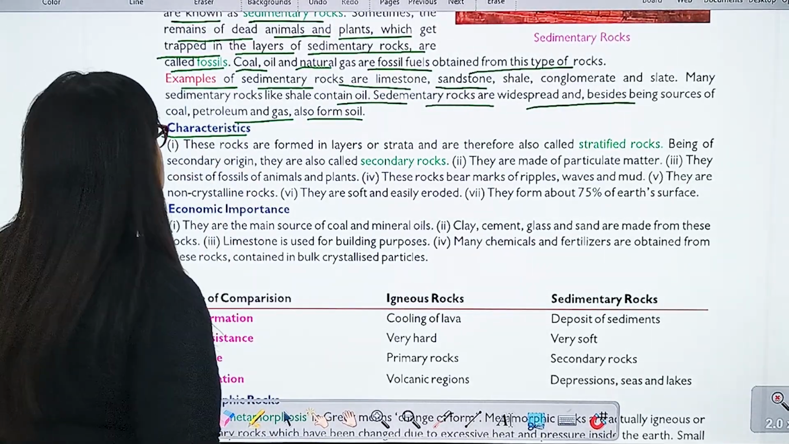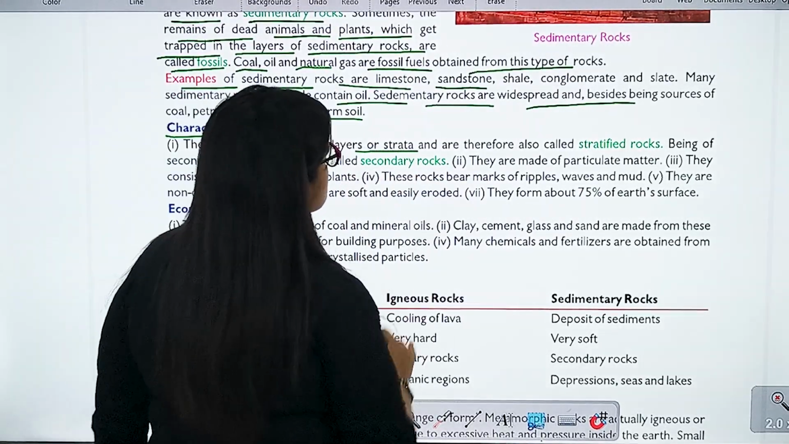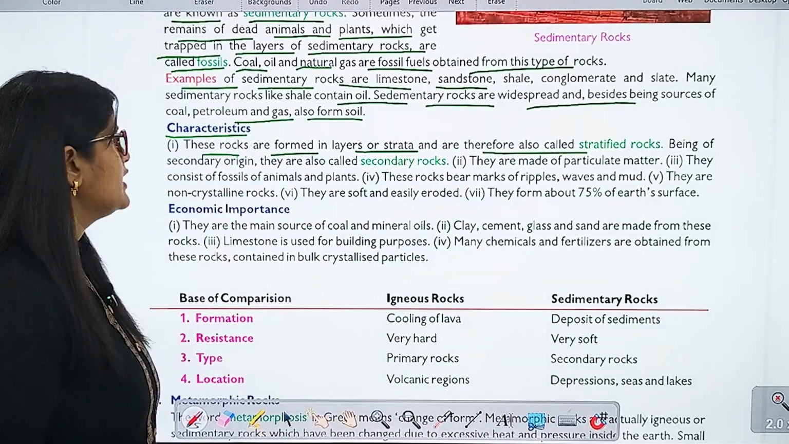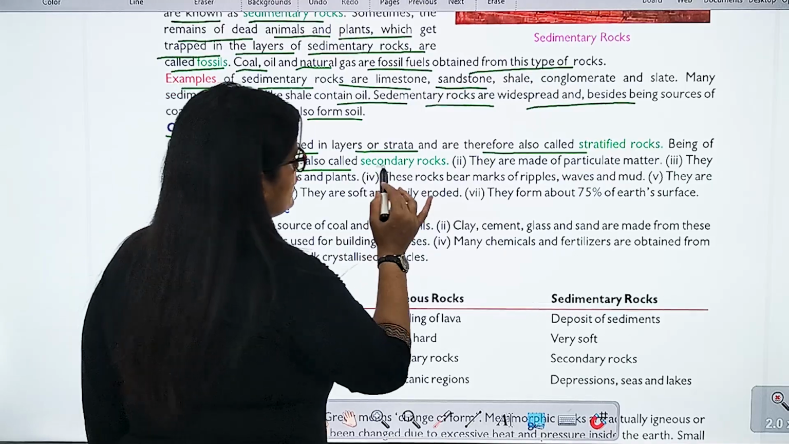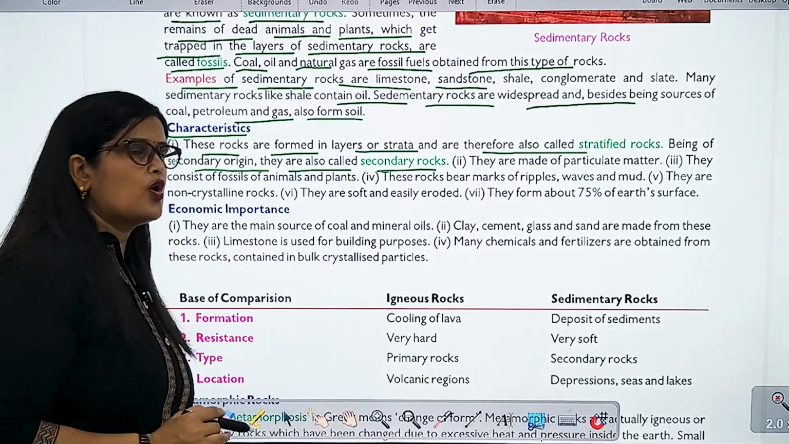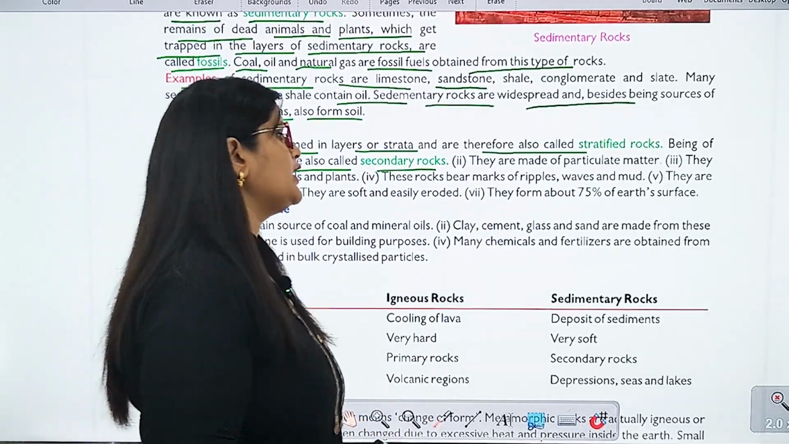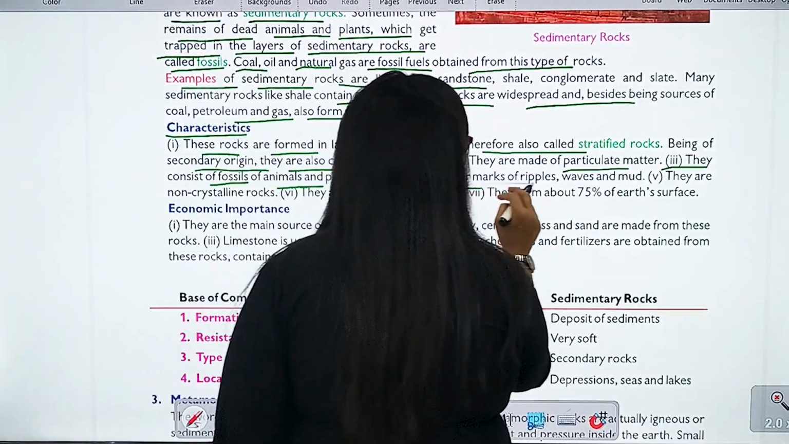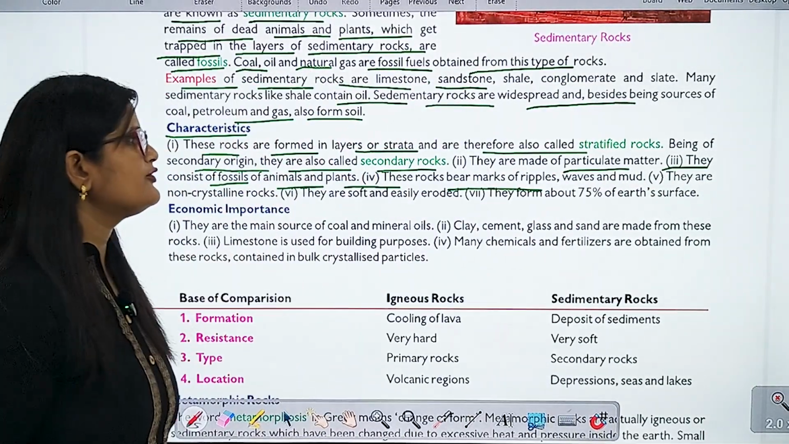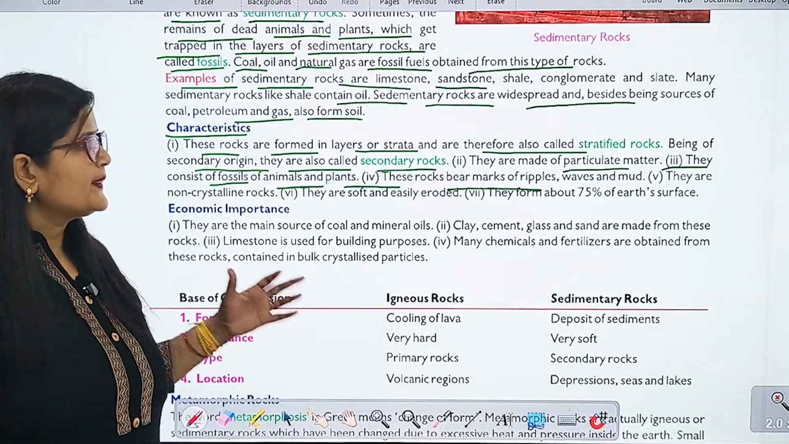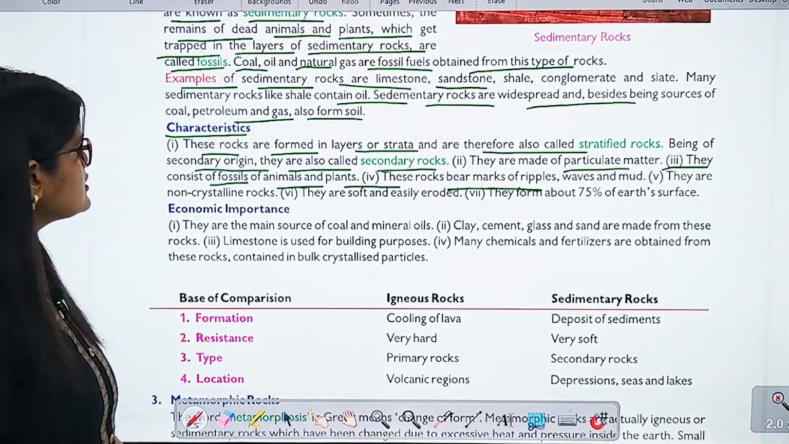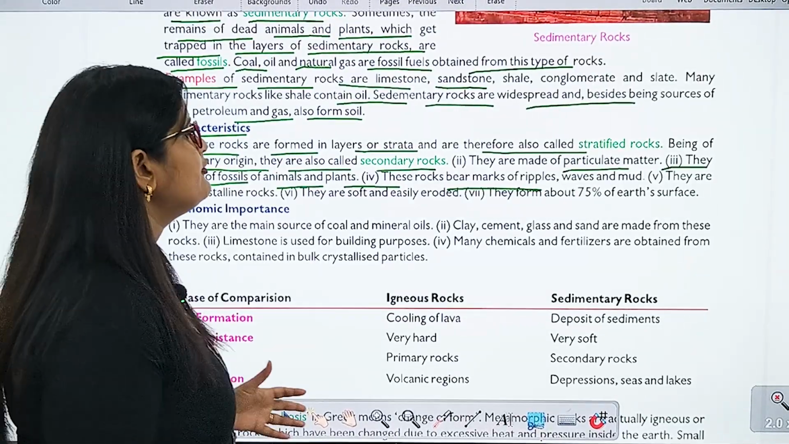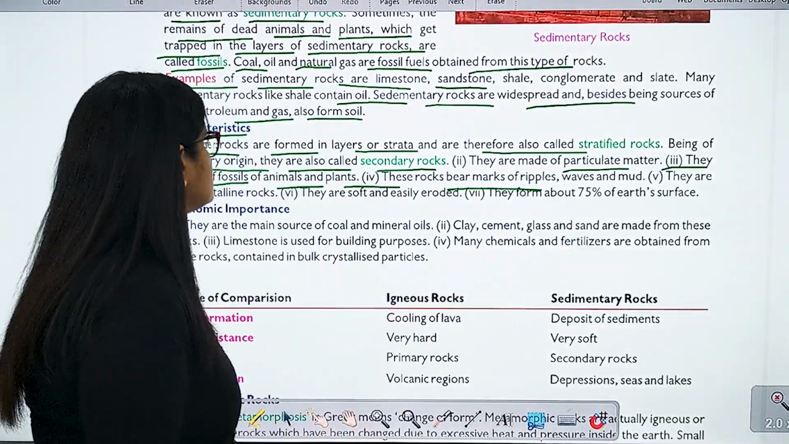Okay, characteristics. These rocks are formed in layers or strata and therefore also called stratified rocks. Being of secondary origin, they are also called secondary rocks. They are made of particulate matter. They consist of fossils of animals and plants. These rocks bear marks of ripples, waves, and mud. They are non-crystalline rocks. They are soft and easily eroded. They form about 75% of our surface.